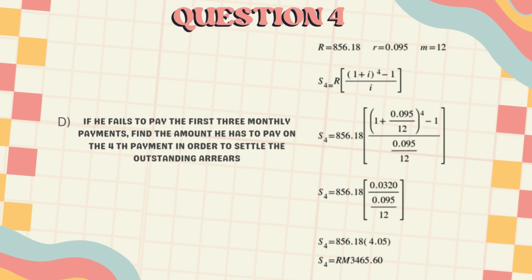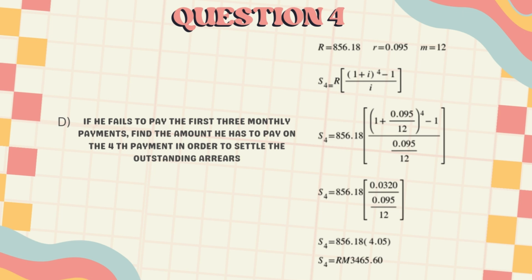If he fails to pay the first 3 monthly payments, find the amount he has to pay on the 4th payment in order to settle the outstanding arrears. We need to find the amount of the 4th payment as S4. Use S4 equals R open bracket 1 plus I close bracket power N minus 1 divide I close bracket. Fill in all the information that we have. S4 equals 856.18 open bracket 1 plus 0.095 divide 12 close bracket power 4 minus 1 divide 0.095 divide 12 close bracket. Solve the bracket first.